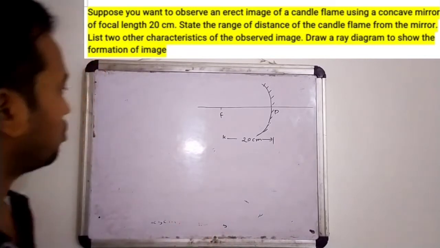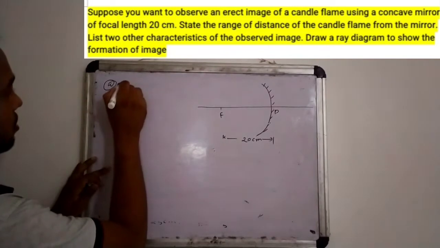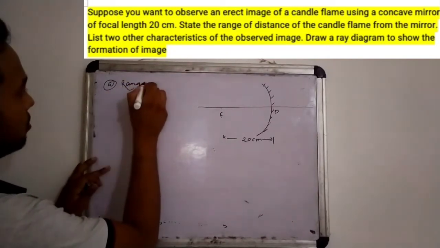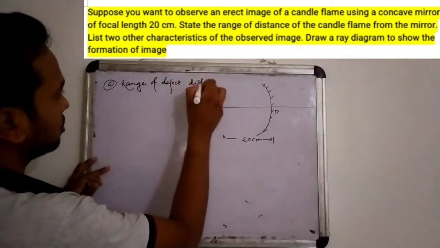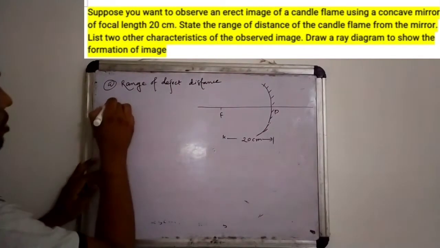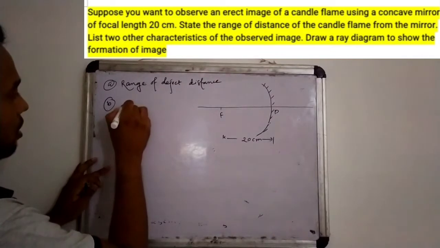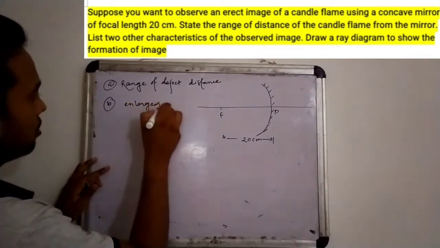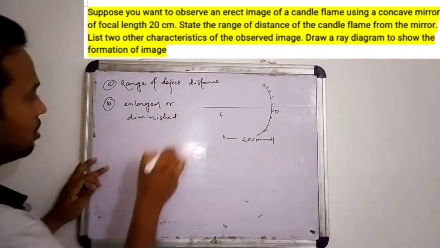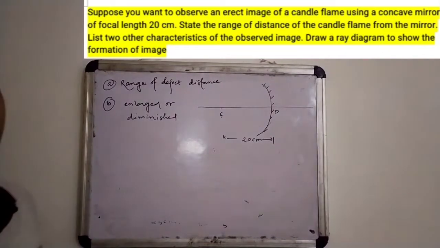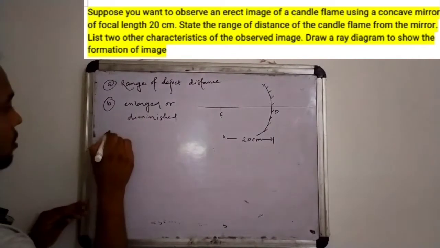Yes. So our question is, first, what is the range of object distance? Number B, the image is enlarged or diminished? Means, will the image be smaller than the object or larger than the object? Number C, draw the ray diagram.